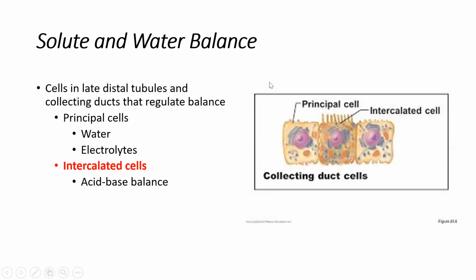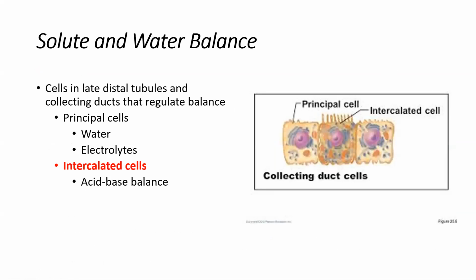So let's talk here about solute and water balance in the distal parts of the tubule. This is mainly regulated in the collecting duct and the distal convoluted tubule. And so there are two cells that are found here. I kind of mentioned them earlier, the principal cell and the intercalated cell.